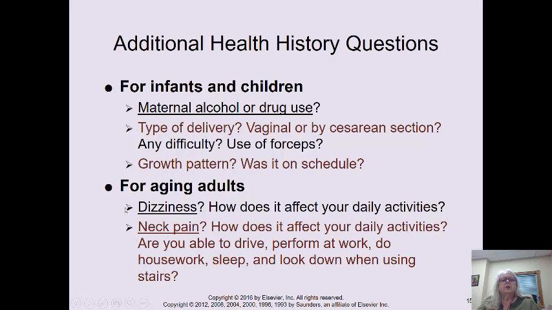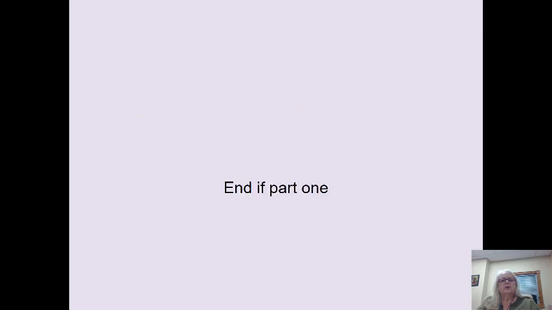For aging adults, we are always concerned about vertigo, dizziness, and neck pain, because they can cause other issues in an adult patient. And there's the end of part 1.